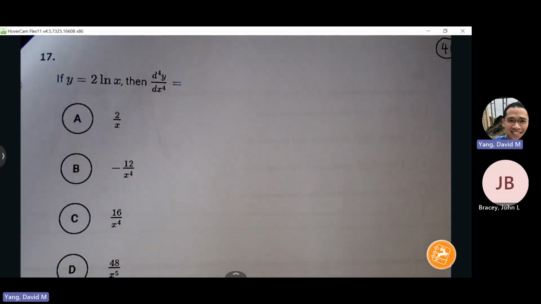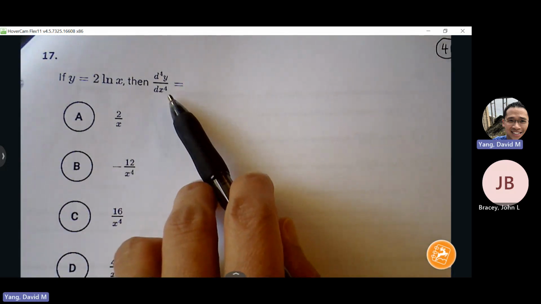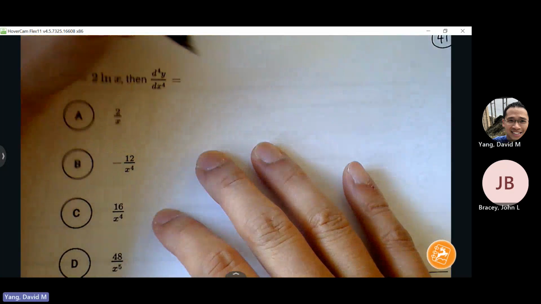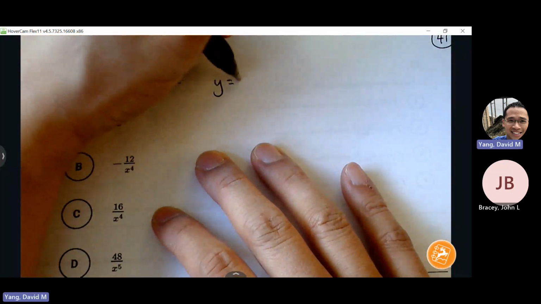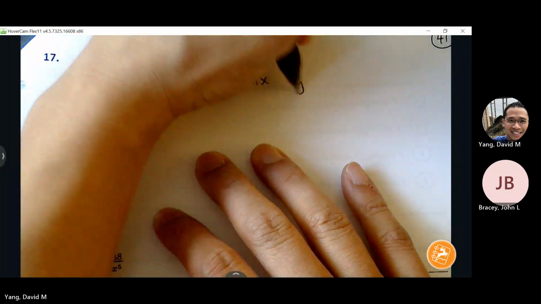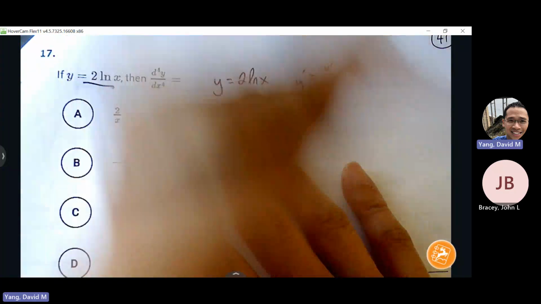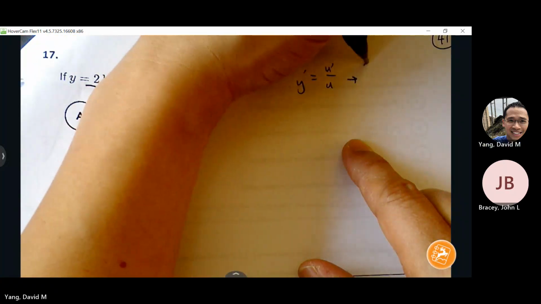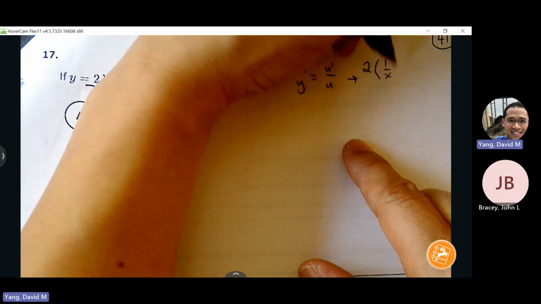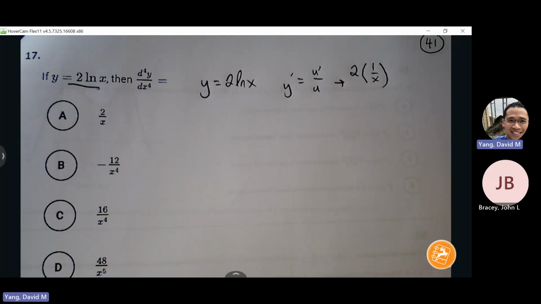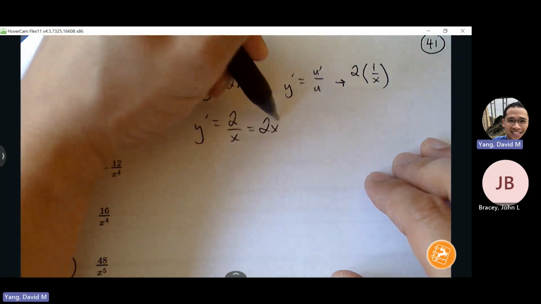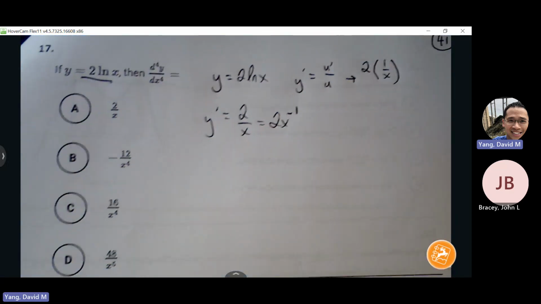Okay, so y equals 2 natural log of x. We're asked to find the fourth derivative, so we'll just go through each derivative rule and see how far we can get. We know if we're starting off with y equals 2 natural log of x, y prime is simply u prime over u. So 2 natural log of x becomes 2 times 1 over x, right? X is my u value, u prime over u, 1 over x, the 2 stays. So y prime is really 2 over x, which is also 2x to the negative 1, just to get myself ready for my next couple of derivatives.